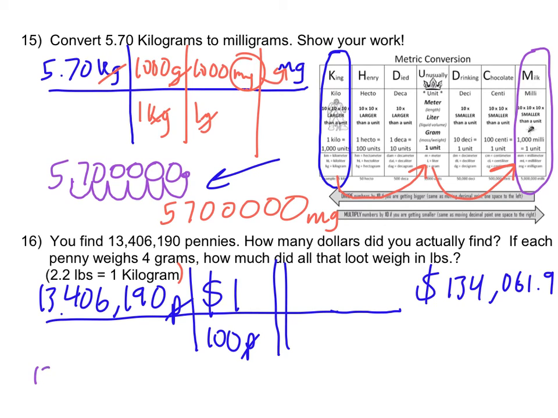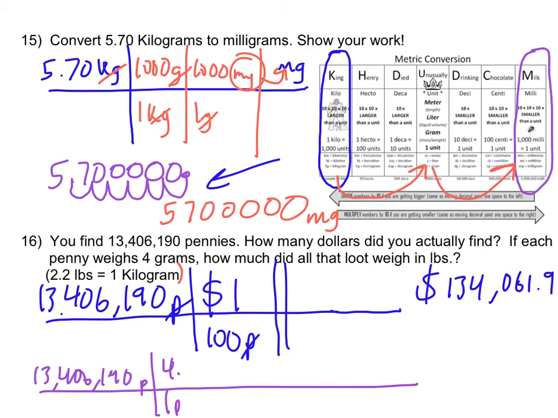Now it's asking if I have 13,406,190 pennies, how much does it weigh? Well, it gives us each penny, 1 penny weighs 4 grams. And it also gives us that in 1 kilogram there's 2.2 pounds. So I have a jump here that I got to do. I got to get from grams to kilograms. That's step 1 before I can use my conversion that they gave me. So I know that according to this chart, there are 1,000 grams that fit inside a kilogram.